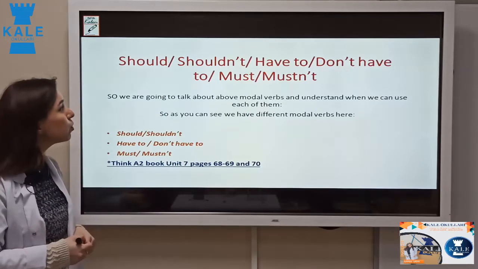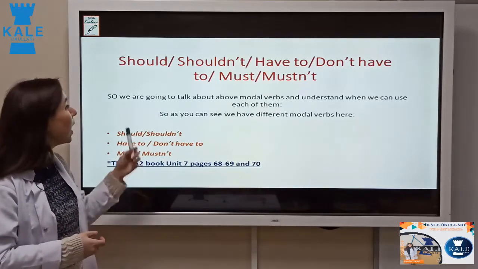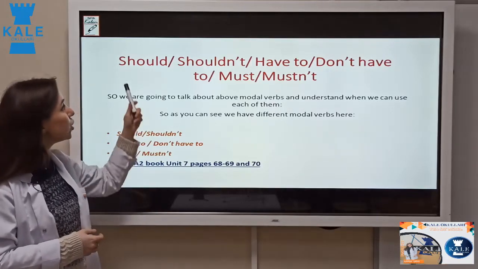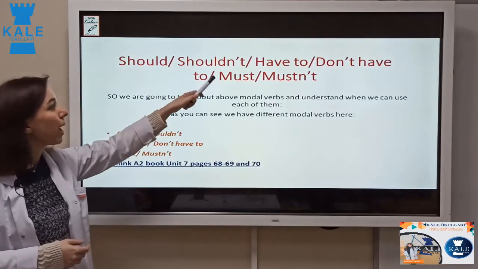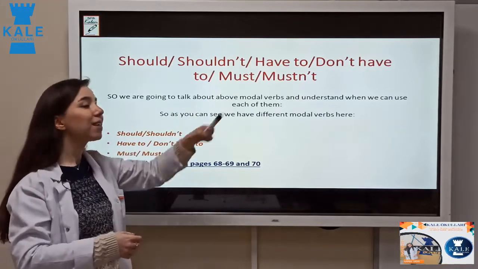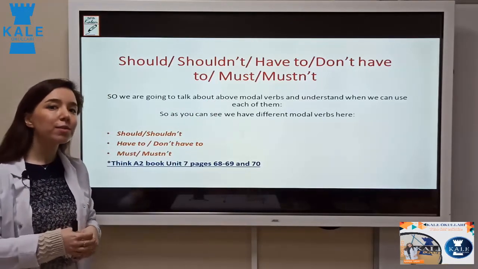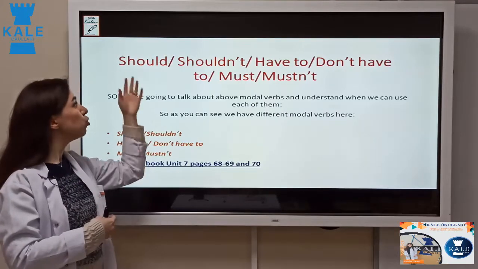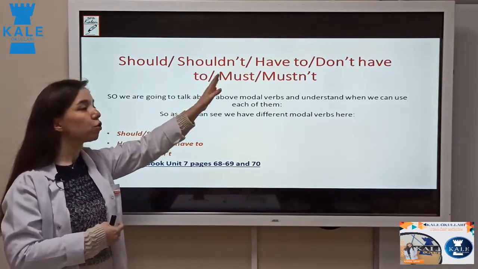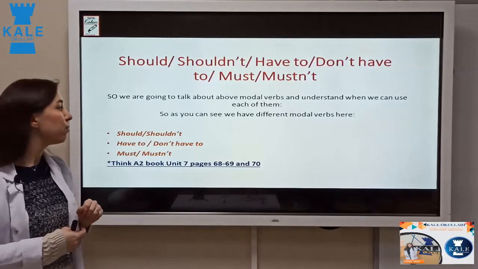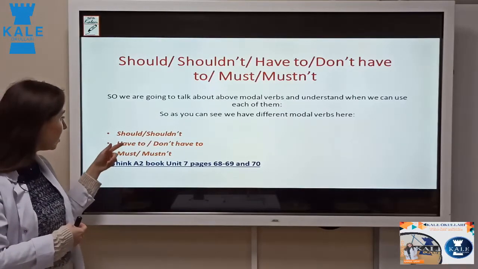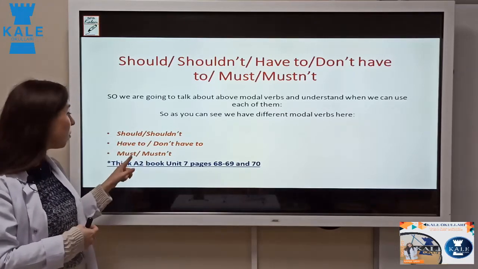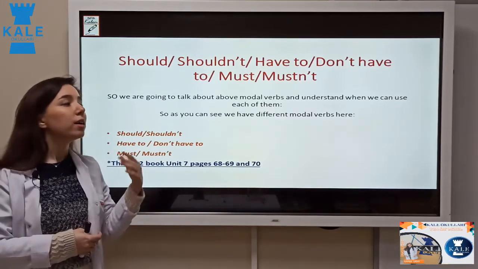So, I want to talk about what modal verbs are. We are going to talk about modal verbs and understand what they are. Look here: should, shouldn't, have to, don't have to, must and mustn't. All of them are modal verbs that we can use in sentences. But how can we use them? When should we use should, when should we use have to, when should we use must? We are going to understand what they are. The negative form of have to is don't have to. Must and mustn't are our modal verbs.